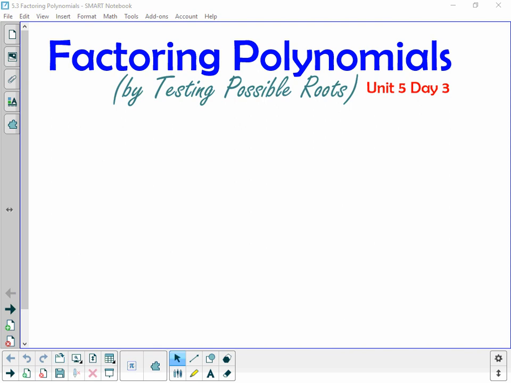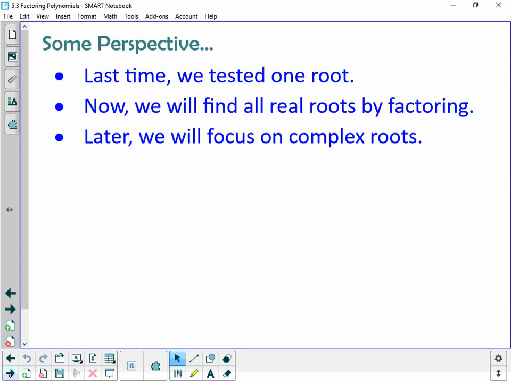Alright, this video is for Unit 5, Lesson 3. Today we're going to be focusing on factoring, but a little different than we have in the past. Last time we talked about the remainder theorem and we could test one root or one factor, but today we're going to find all of the roots by factoring, or a complete factorization of the polynomial.